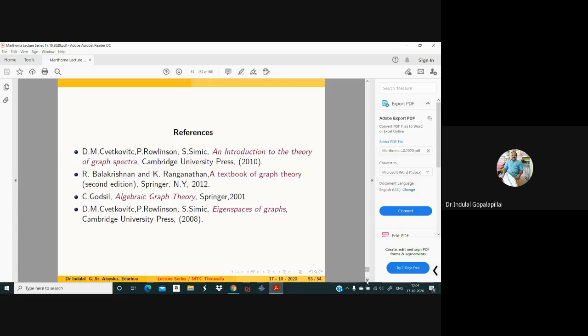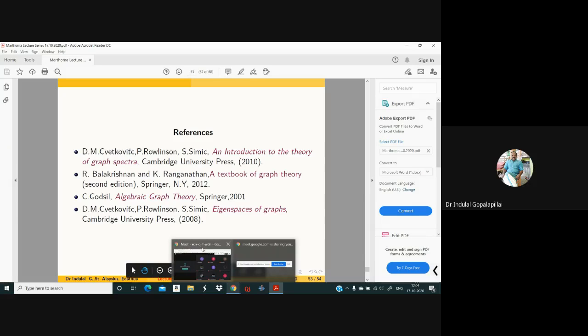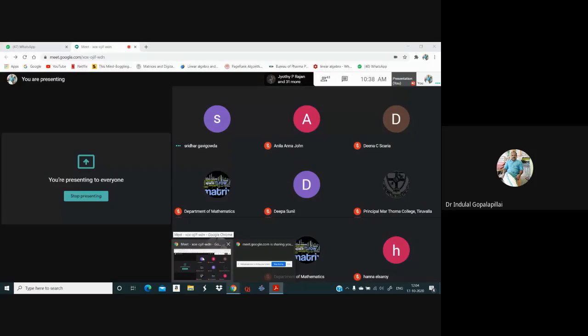And cospectral graphs, and these are the main references. An Introduction to the Theory of Graph Spectra by Cvetkovic, Algebraic Graph Theory by Godsil, Eigenspaces of Graphs by Cvetkovic, Rowlinson, and Simic, and plenty of research papers available in several repositories. I hope that I could cover at least a major part which is beneficial for researchers who initiate their research in spectral graph theory. And there are many more areas to be covered.